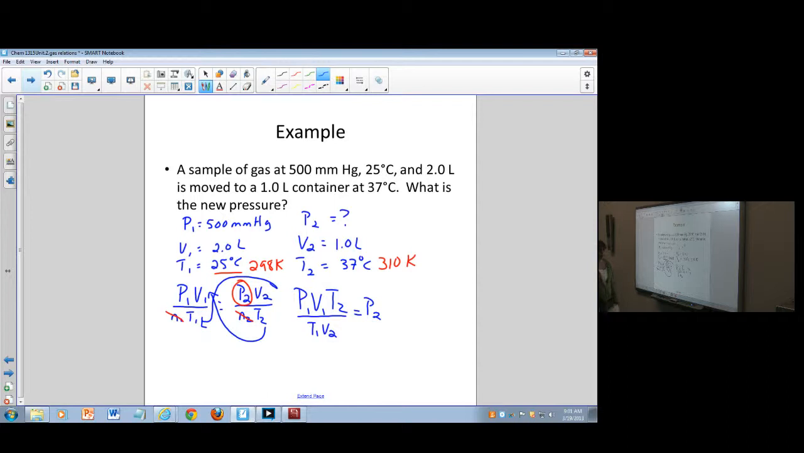So you see, it's very important to be organized, because even if you get this far, if you don't have this table, you'll end up putting the temperatures in the wrong place or the volumes in the wrong place. You'll end up making a mistake. So make this table.